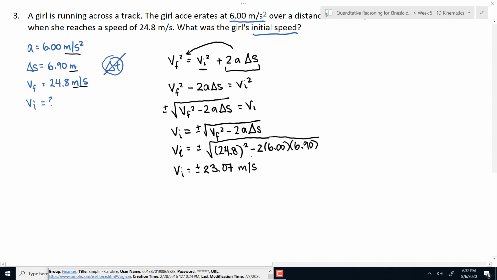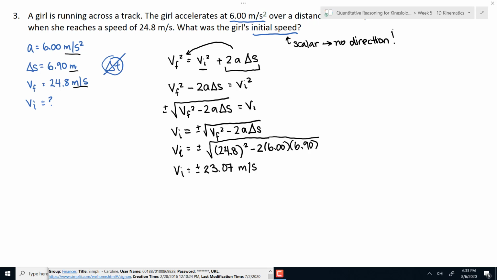All right, so now there is a plus or minus in front, and we have to decide which is the correct one. So the question's asking us for speed. Is speed a scalar or a vector? Speed is a scalar. So that means no direction. Plus and minus kind of indicates a direction. If you say positive, that means you're going in the positive direction, whichever way that you define that to be.